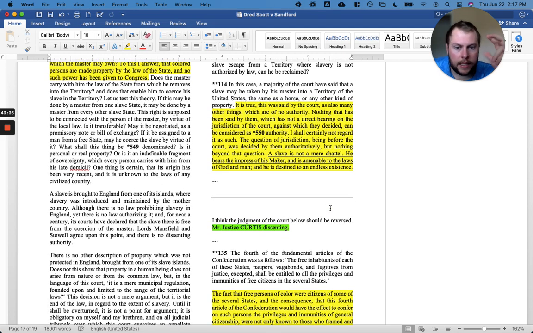And this is the line. A slave is not a mere chattel. It's not just property. He bears the impress of his maker and is amenable to the laws of God and man. And he is destined to an endless existence. The Imago Dei, right? He's saying this isn't property. This isn't like a horse. This isn't like a dog. This isn't like furniture. This is a human created in the image of God and deserves all the rights accordingly.